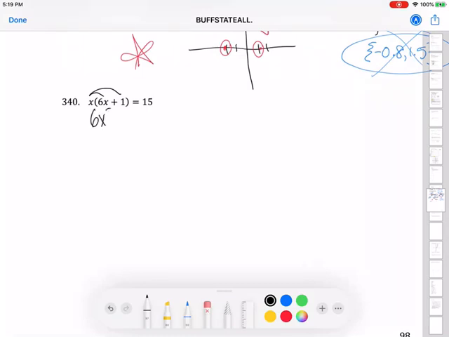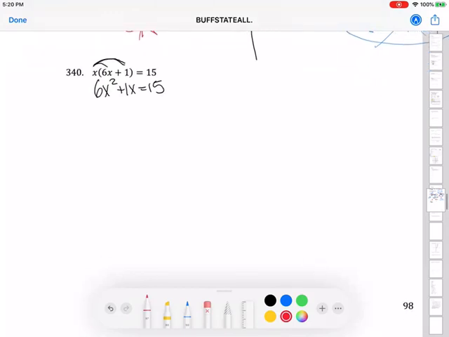So x times 6x is 6x squared. X times a positive 1 is going to be plus 1x or just plus x, and then that equals 15. And you're done doing that first initial distributive property step. Now we're good to go. I've done the distributive property first. My goal is to get this equal to 0. Right now it's equal to positive 15, so I'm going to subtract 15 over.